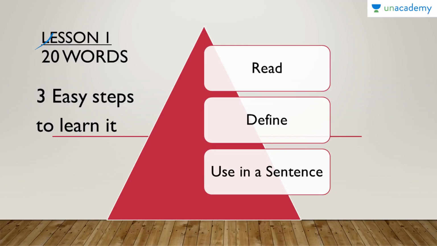Lesson 1. 20 words. 3 easy steps to learn it. First one, read. You will know how to spell the word by reading the word. Define the definition, the meaning of the word. And thirdly, we will put it to use in a sentence. Let's go.